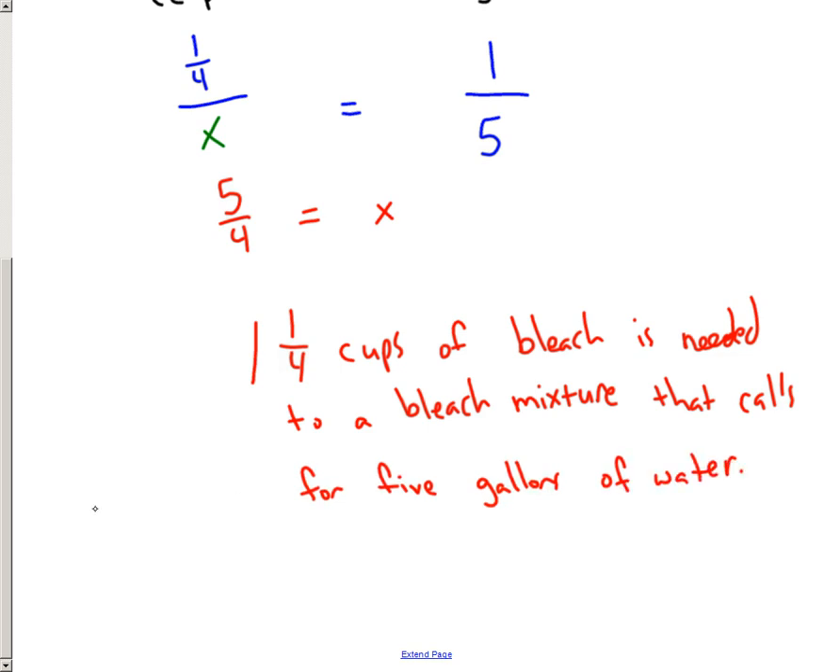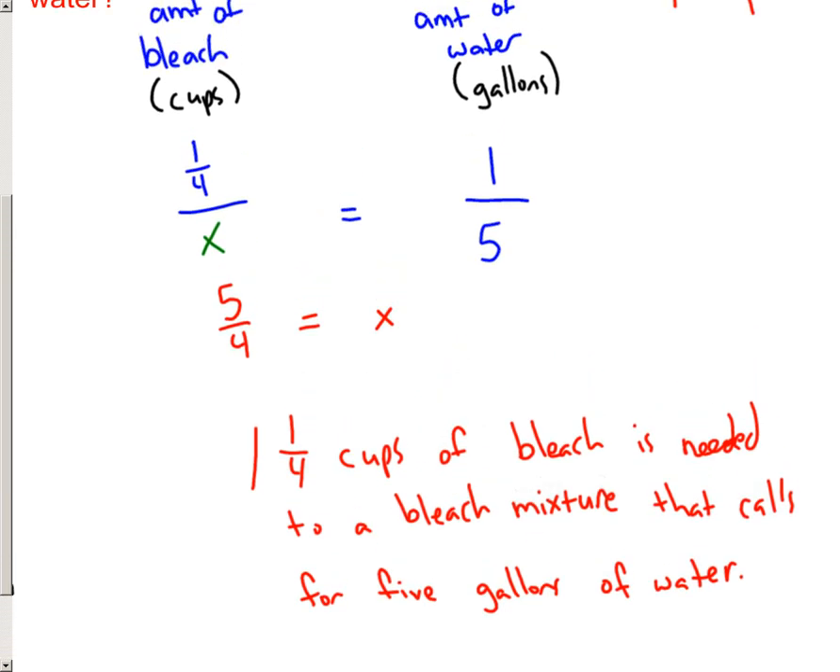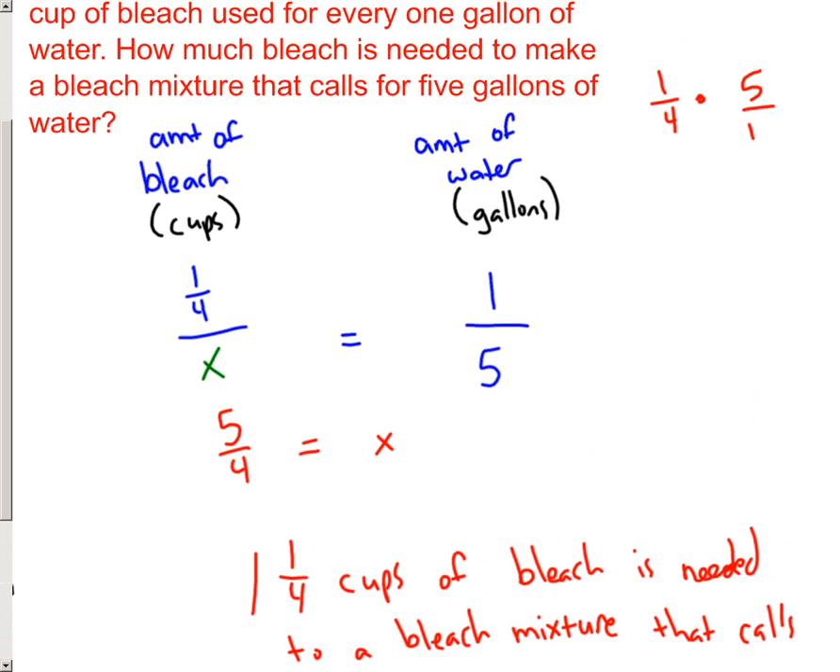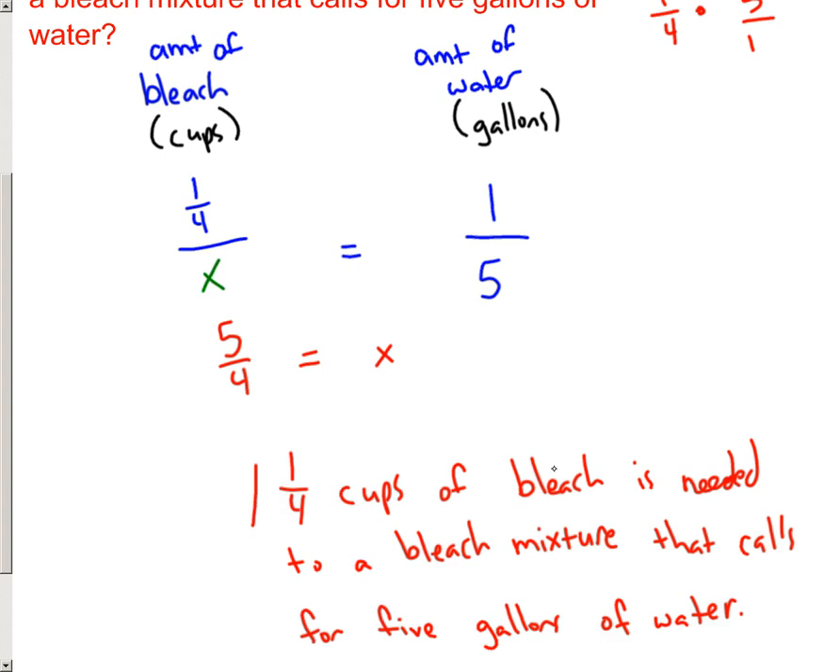Now, remember, I'm not writing on paper. On paper, my writing would look a lot neater. And also remember that I'm restating this question. How much bleach is needed to make a bleach mixture that calls for 5 gallons of water? 1 1/4 cups of bleach is needed to make, see, I forgot that right there, to make a bleach mixture that calls for 5 gallons of water. And if you've got your paper and this is for a test or quiz or an assignment, clean it up and keep it nice and neat. Okay?